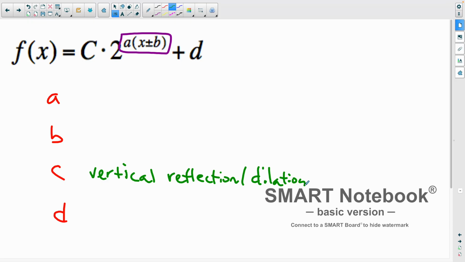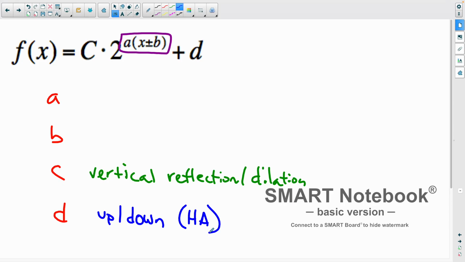C is not in the parentheses. It's on the outside. So C is going to be my vertical reflection or my vertical dilation. Good. D is the up and down. Good. All right. So D is going to be up and down. Now, there's something else that's tied to this. That's going to be my horizontal asymptote. The D is going to control the horizontal asymptote. So if I slide it up and down, that's what's going to take place there. Okay? Bless you. All right.